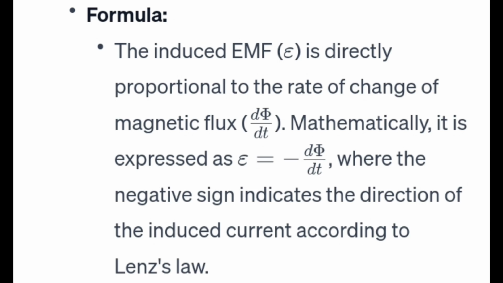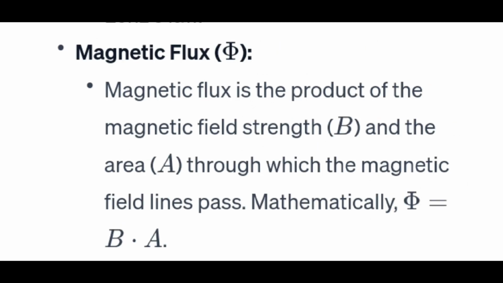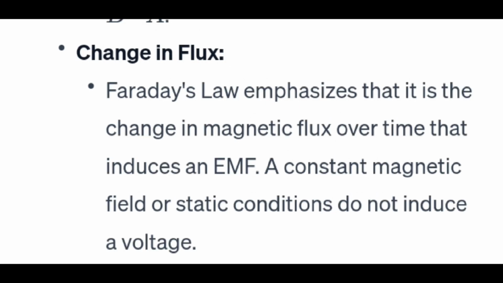Magnetic flux. Magnetic flux is the product of the magnetic field strength and the area through which the magnetic field lines pass. Mathematically, it is the change in flux. Faraday's law emphasizes that it is the change in magnetic flux over time that induces an EMF. A constant magnetic field or static conditions do not induce a voltage.